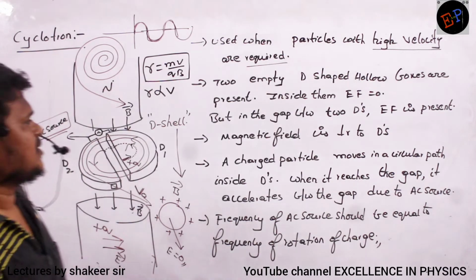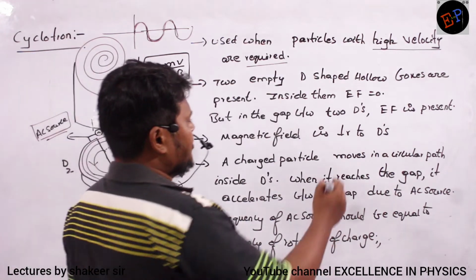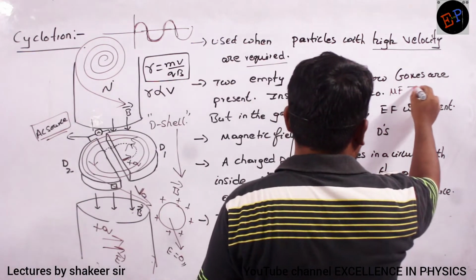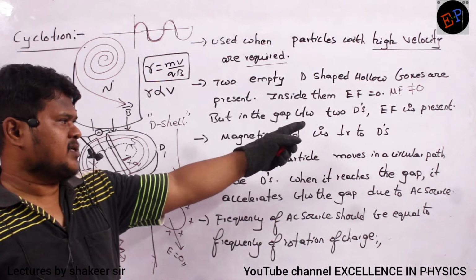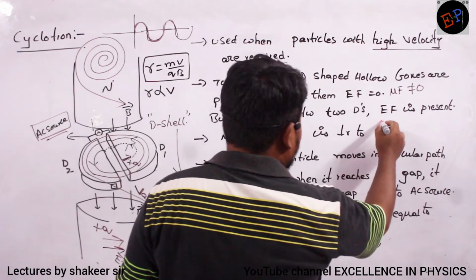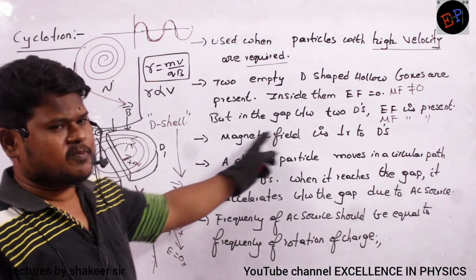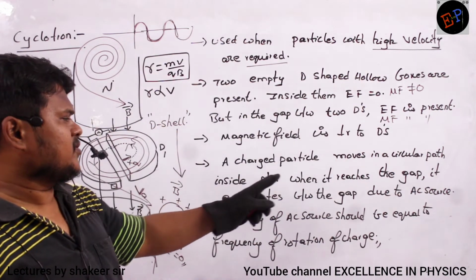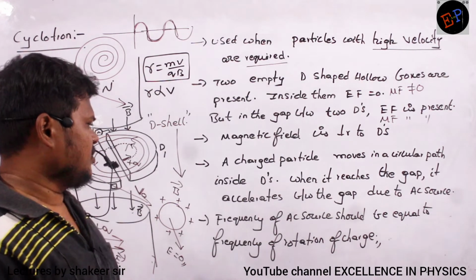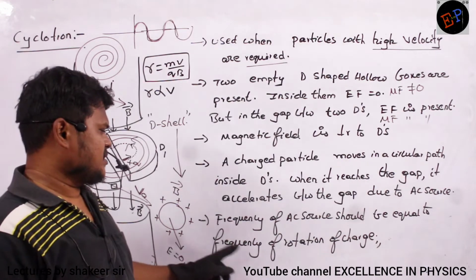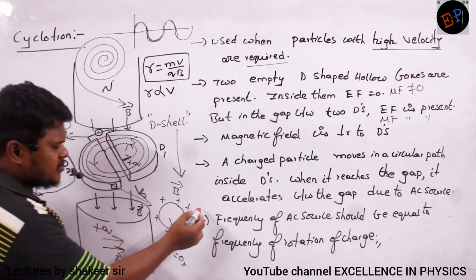Now see, two empty D's, hollow boxes, are present. Inside them the electric field is 0, but the magnetic field is not 0. In the gap between the D's, electric field is present and magnetic field is also present. The magnetic field is perpendicular to the D's. The charged particle moves in a circular path inside the D's. When it reaches the gap, it accelerates due to the AC source. So the frequency of the AC source should be equal to the frequency of rotation of the charge. This is one more point which you should remember.